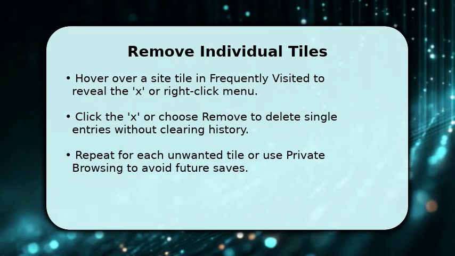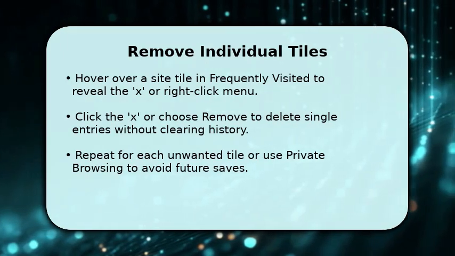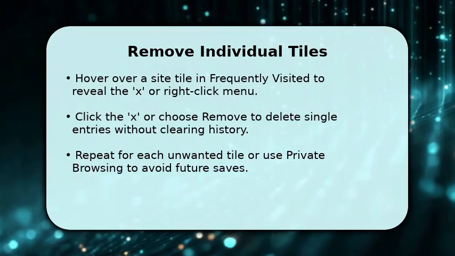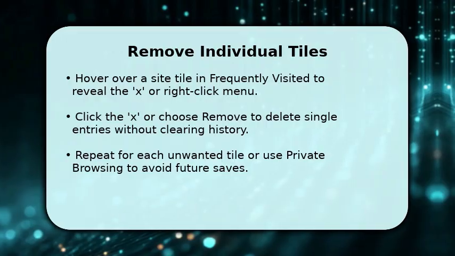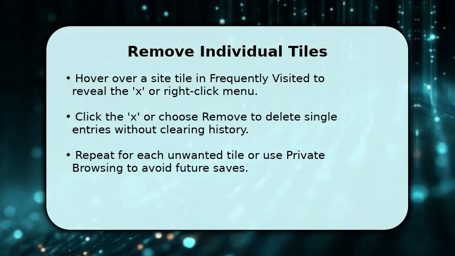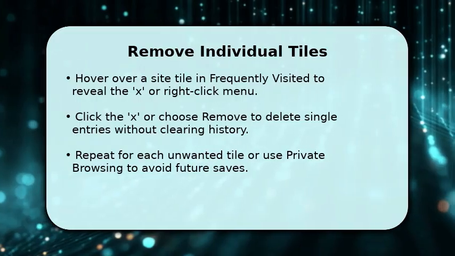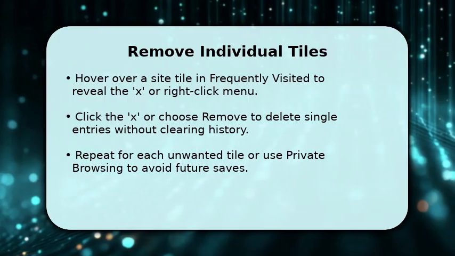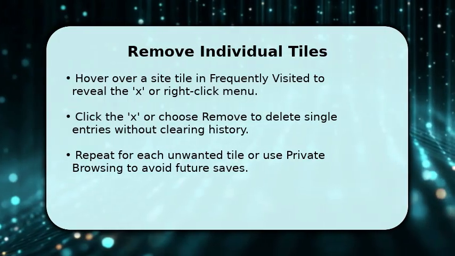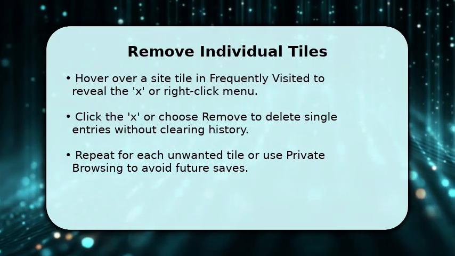Now focus on removing individual tiles. Hover over any frequently visited site to reveal the small X, or right-click a tile and pick Remove. Click each X for sites you want gone. This keeps the rest of your history intact. If tiles reappear, make sure to clear caches or sign out of sync devices so they don't restore via iCloud.